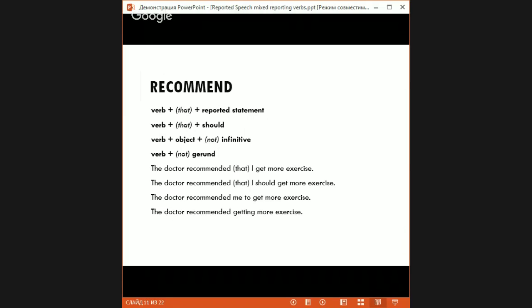The next verb we have here is the verb recommend. Also, after it, we can use four different forms. We can use reported statement. We can use should. We can use also object plus infinitive, or just gerund. So the doctor recommended I get more exercise. He recommended that I should get more exercise. He recommended me to get more exercise, or he recommended getting more exercise.